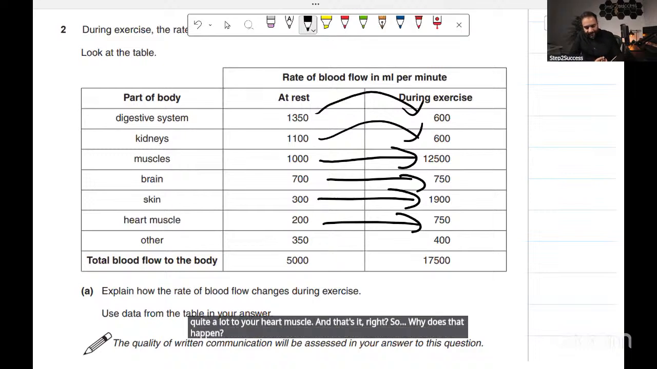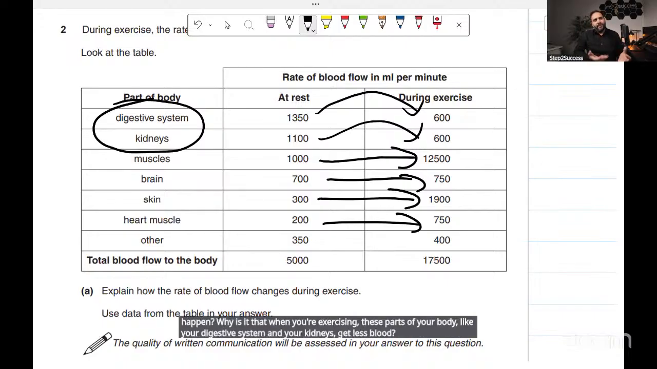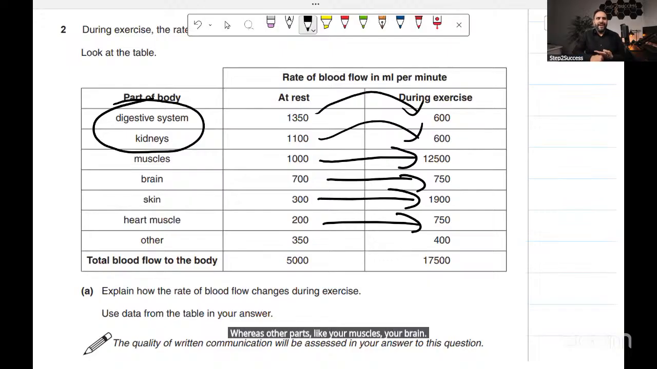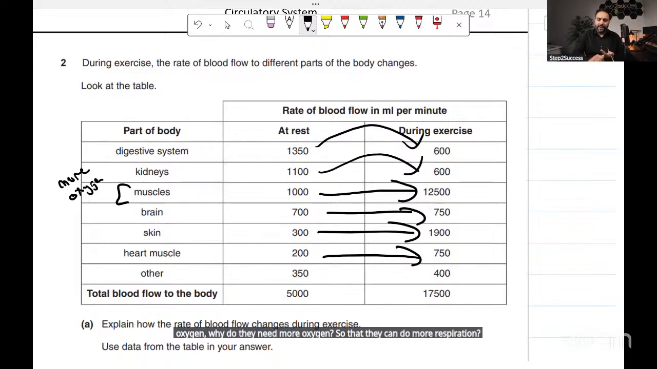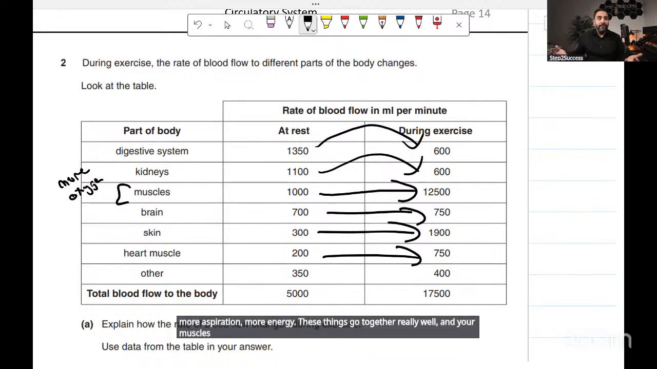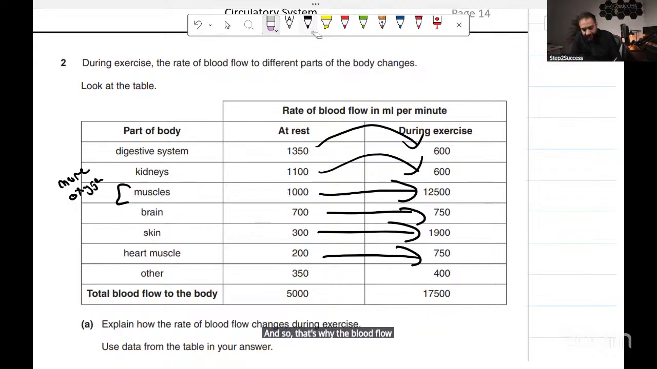Why is it that when you're exercising, these parts of your body, like your digestive system and your kidneys, get less blood, whereas other parts, like your muscles, your brain, your skin, get more? Well, quite a lot of detail here. Firstly, when you're exercising, your muscles especially need more oxygen. Why do they need more oxygen? So that they can do more respiration, release more energy. We've seen this already several times today. More oxygen, more respiration, more energy. These things go together really well, and your muscles need it because you're running around or whatever you're doing. And so that's why the blood flow going to these places increases by so much, because you're just trying to deliver more oxygen to them.